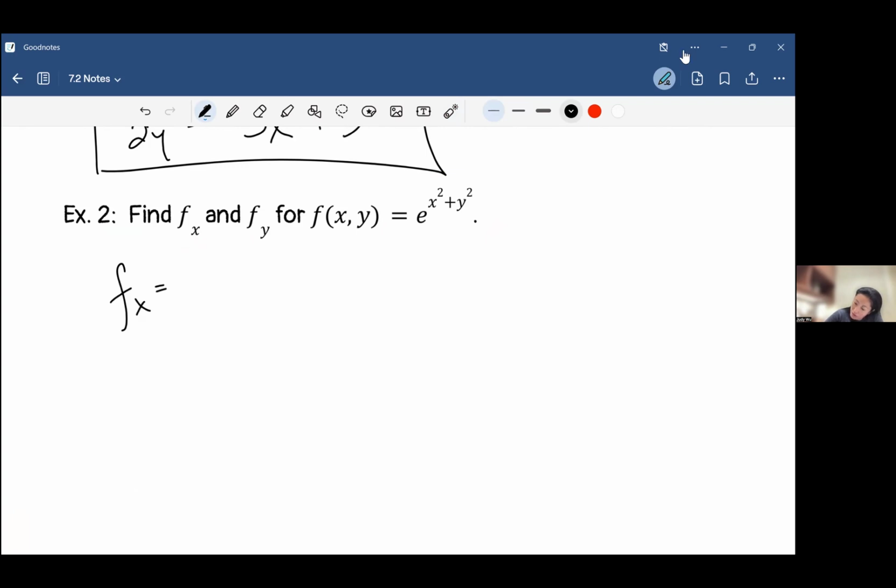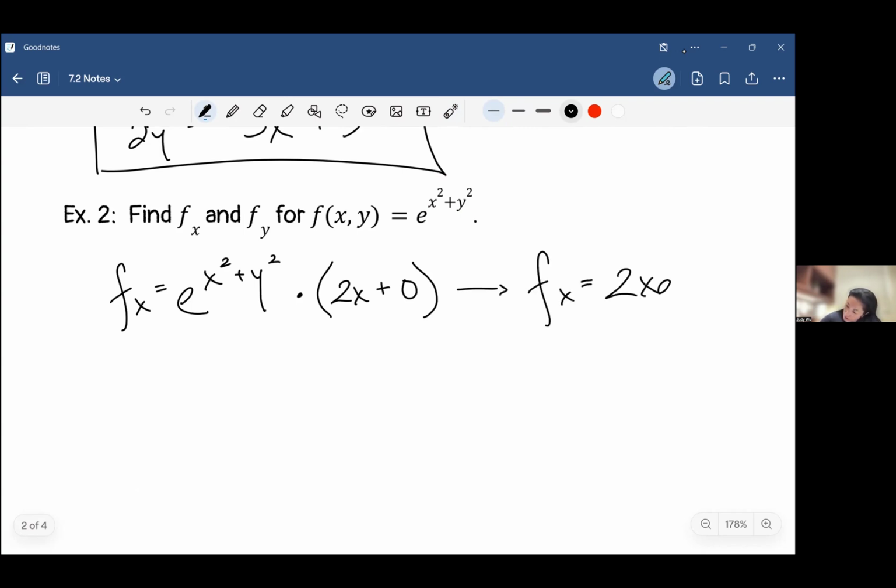Okay, so fx equals the derivative of e to the x squared plus y squared. So e to the x squared plus y squared, because the derivative of e to the x is e to the x, but we need to remember this is not just x up here, so we need to take a derivative of the inner function. And the derivative of x squared is 2x, but the derivative of y squared with respect to x is 0. Okay, so let's clean this up a little bit. We get fx equals 2x e to the x squared plus y squared.